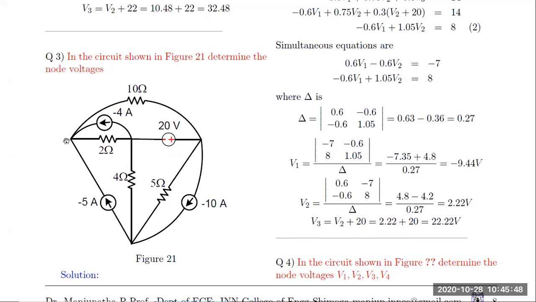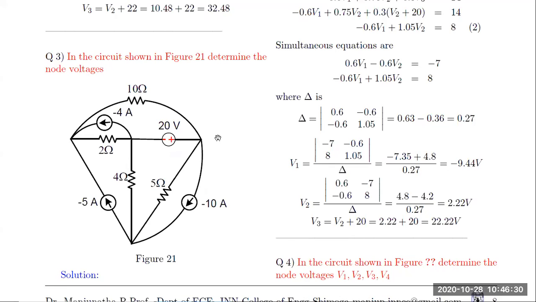This is the node 1 equation. V1 minus V2 by 2. Next, V1 minus V3 by 10. Next, minus of minus 5 ampere, because the current is coming towards the node, and minus of minus 4 ampere. Okay, fine, this completes node 1.